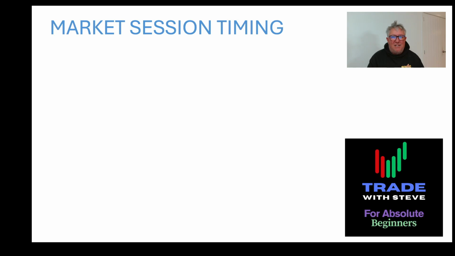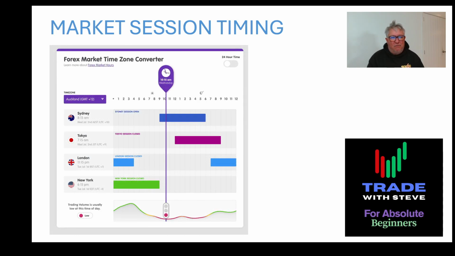Now we're going to talk about market session timing. The particular trading strategy that I use, it's absolutely critical that we have our charts set up with the right sessions and the right timing of those sessions. Now if we go to babypips.com again, in the tools you'll find a forex market time zone converter. You'll see here the 4 different sessions that we have in a 24-hour period. The Sydney session, which actually opens in Wellington at 9 in the morning. We're not interested in that. We're interested in the Tokyo session, the London session, and the New York session.